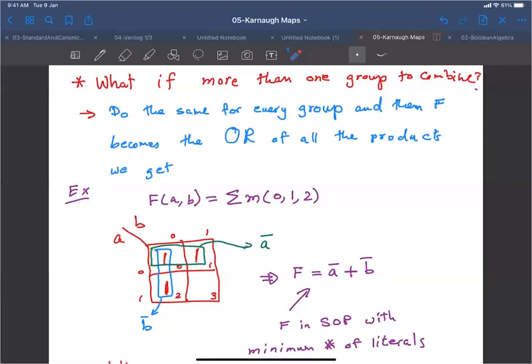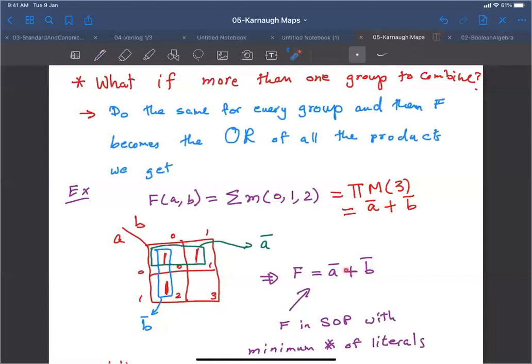For the sake of review, let me ask you, what is F in product of max terms? It will be 3. 3, excellent. And what is 3 in algebraic form? Max term number 3. What is it? It will be A plus B complement. A complement B. Yes. Can you relate this to this now?